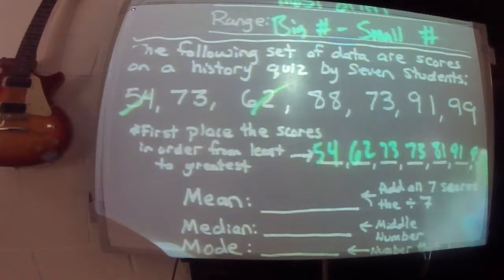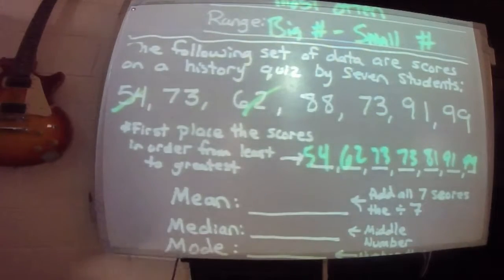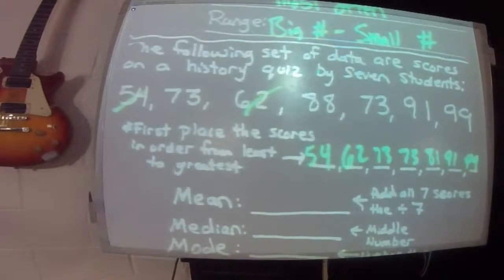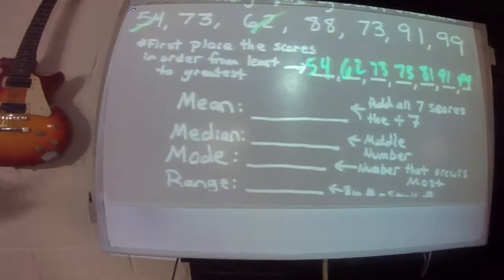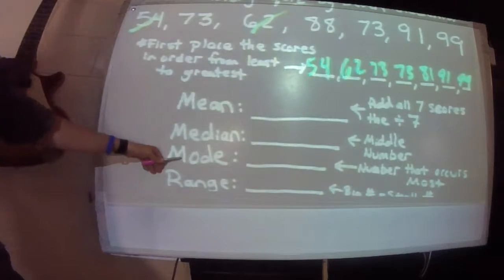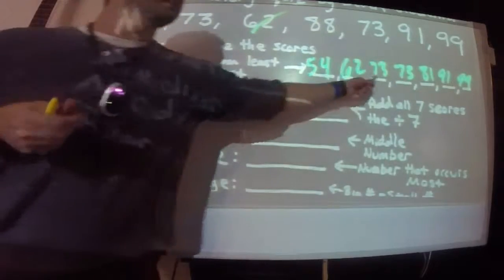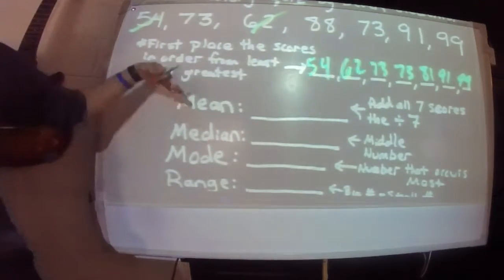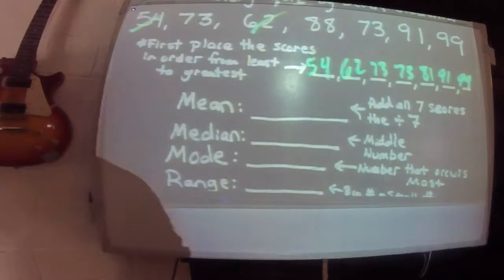88, 91, 99. There we go. Now that you've got them in order, and you really have to put them in order for the median. It also helps for the mode to be able to see it better if they're in order, because now you can see you got those 73s next to each other. The mean, they don't have to be in order, but we're putting them in order anyway.